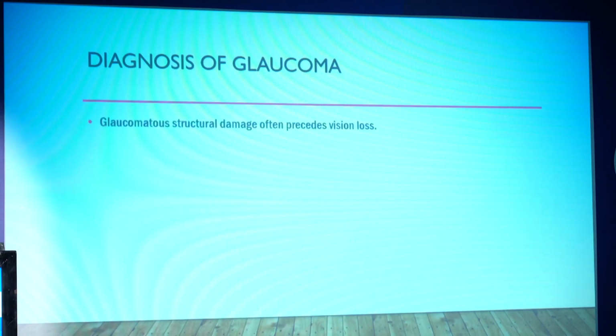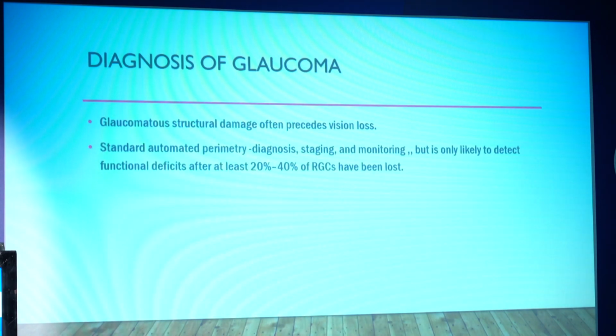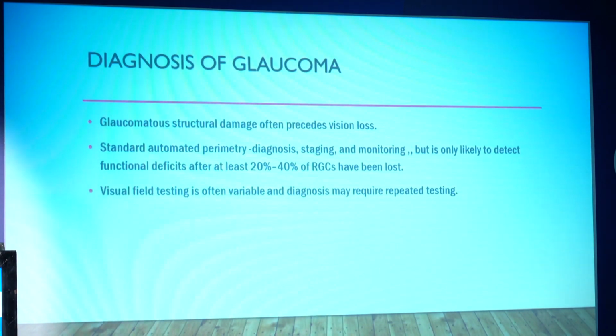In the diagnosis of glaucoma, we have to remember that structural damage often precedes the vision loss. Standard automated perimetry is used for diagnosis, staging and monitoring, but it is only likely to detect damage once the RGCs are lost up to 40%. So visual field testing is often variable and it requires repeated testing.